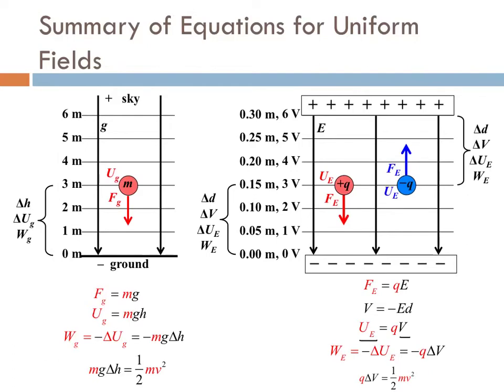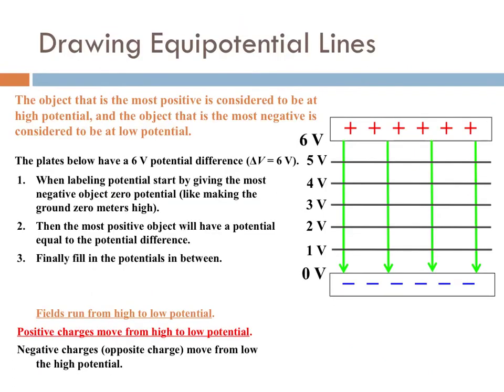Our potential energy means that we actually have to put a charge at that point before it can have potential energy. In this situation, we're looking at two different plates, one positive, one negative. We know that the electric field line is going to go from the positive plate to the negative plate, as these green lines show. Now, what we are looking at here are drawing equipotential lines.